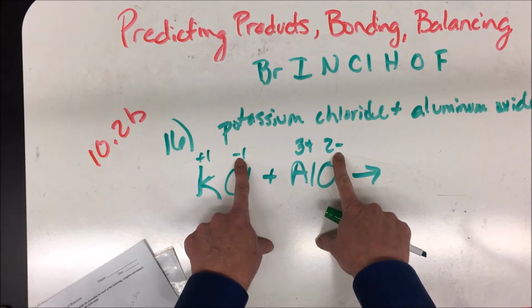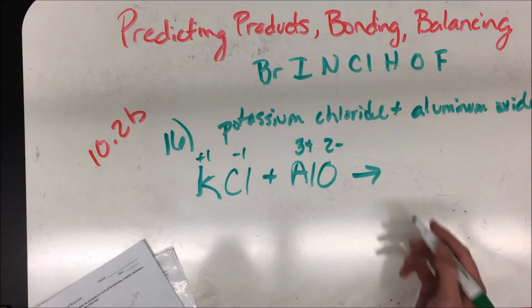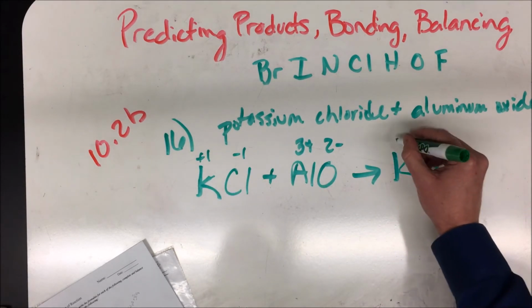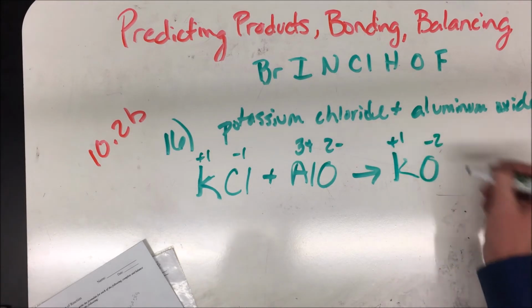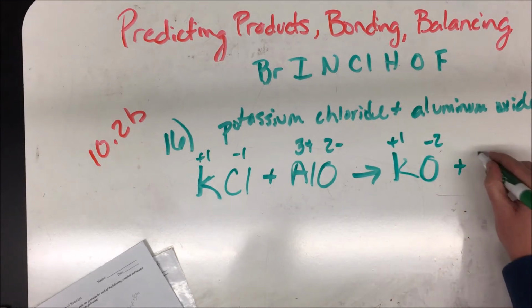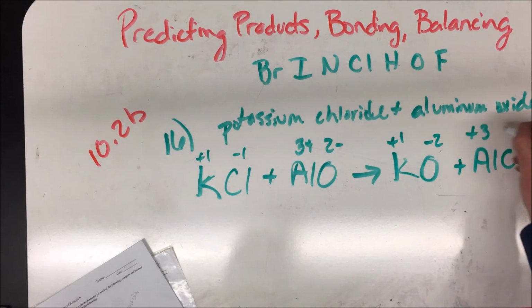2 anions, double replacement. So oxygen is going to bond to potassium on the other side. So I get a +1 and a -2. The charges follow them. And then aluminum is going to bond to chlorine. That's a +3 and a -1.